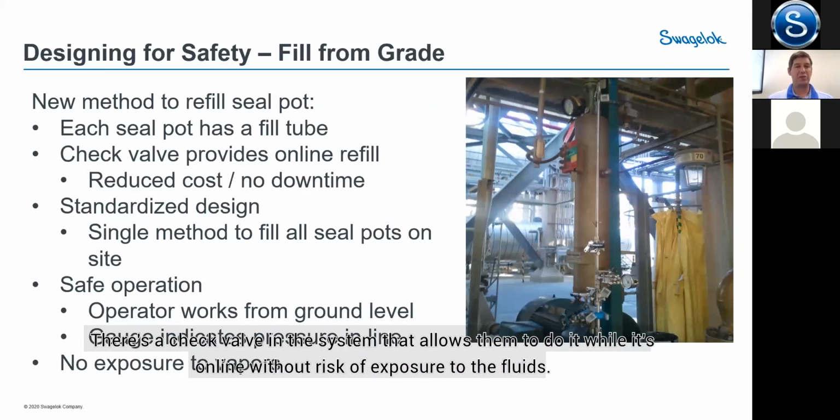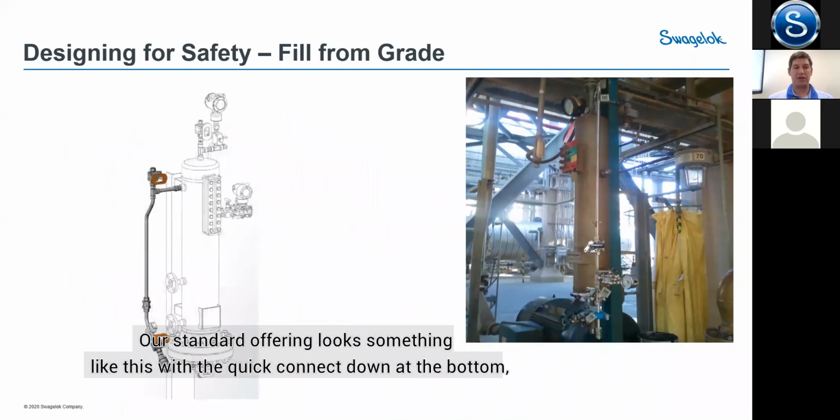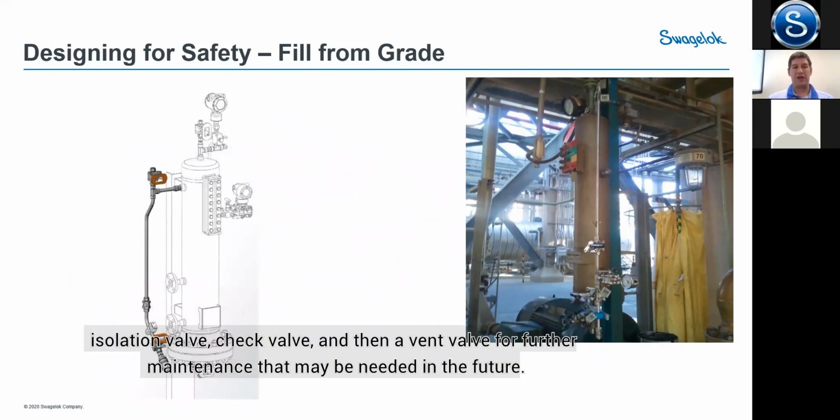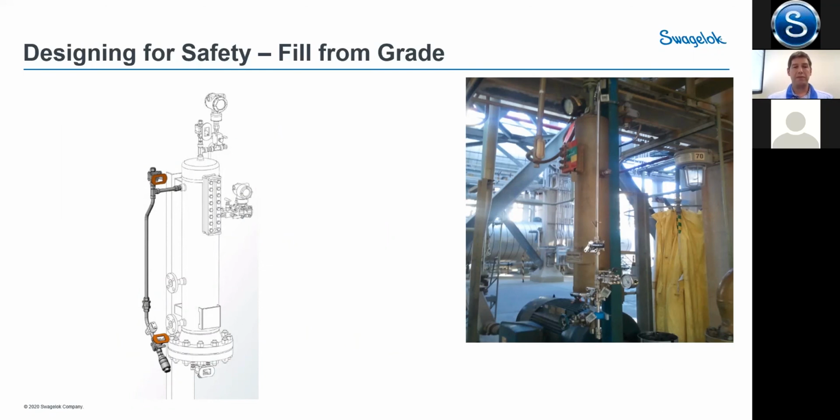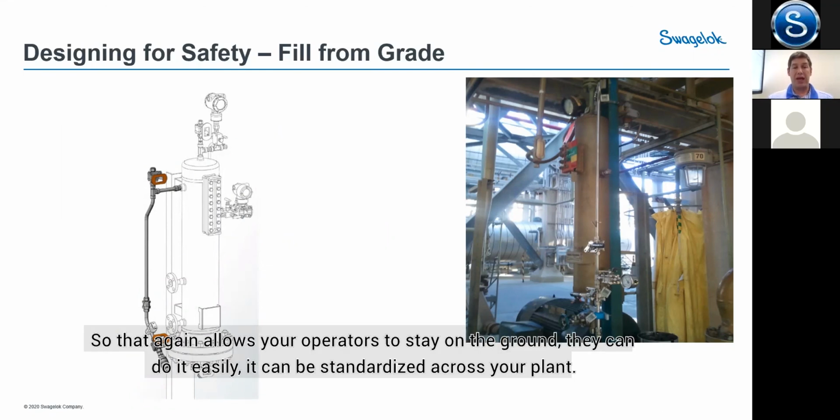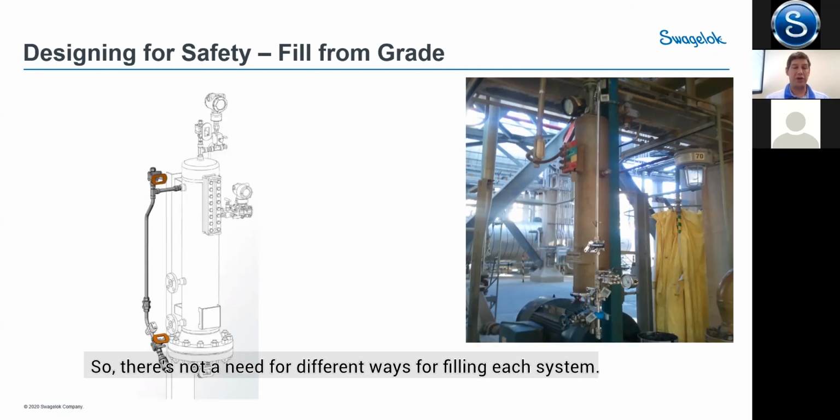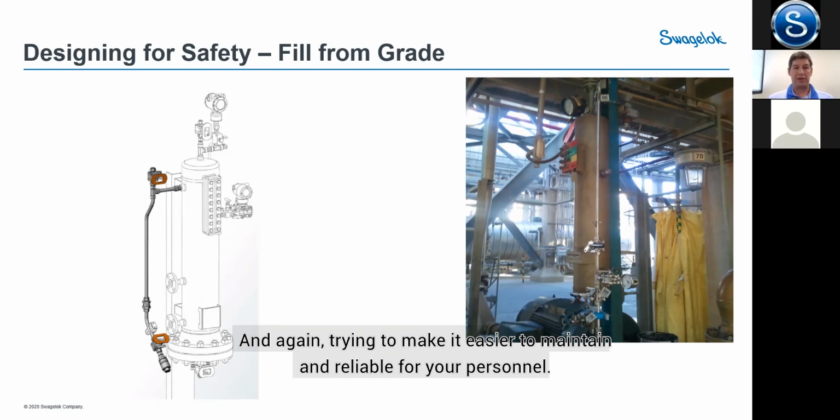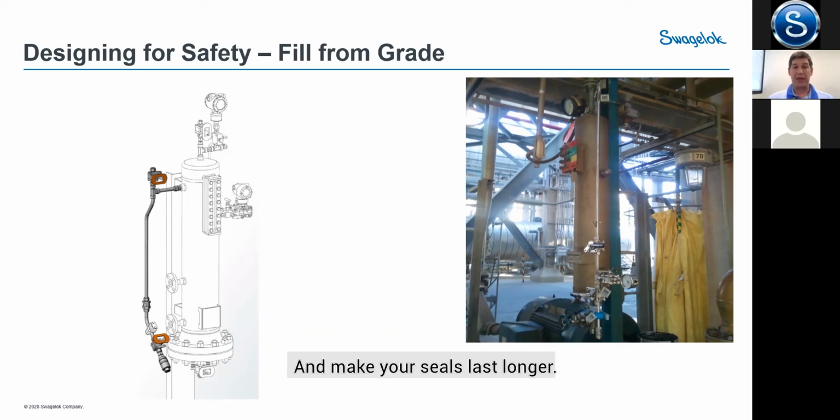There's a check valve in the system that allows them to do it while it's online without risk of exposure to the fluids. Our standard offering looks something like this, with a quick connect down here at the bottom, isolation valve, check valve, and then a vent valve for further maintenance that may be needed in the future. So that, again, allows your operator to stay on the ground. They can do it easily. It can be standardized across your plant, so there's not a need for different ways of filling each system. Again, we're trying to make it easy to maintain and reliable for your personnel and make your seals last longer.